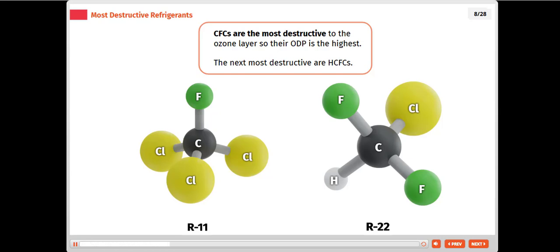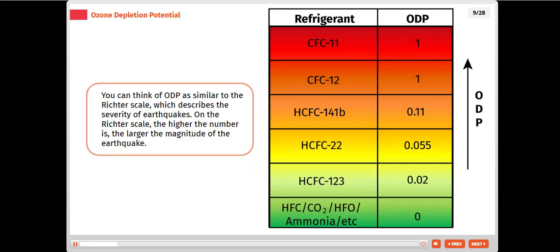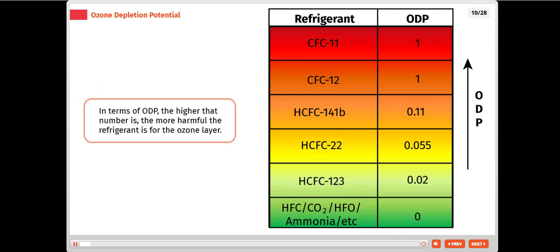CFCs are the most destructive to the ozone layer, so their ODP is the highest. The next most destructive are HCFCs. You can think of ODP as similar to the Richter scale, which describes the severity of earthquakes. On the Richter scale, the higher the number is, the larger the magnitude of the earthquake. In terms of ODP, the higher that number is, the more harmful the refrigerant is for the ozone layer.